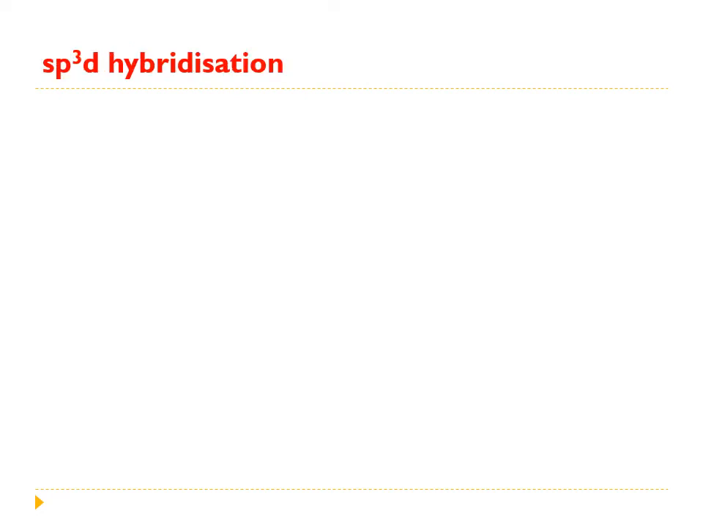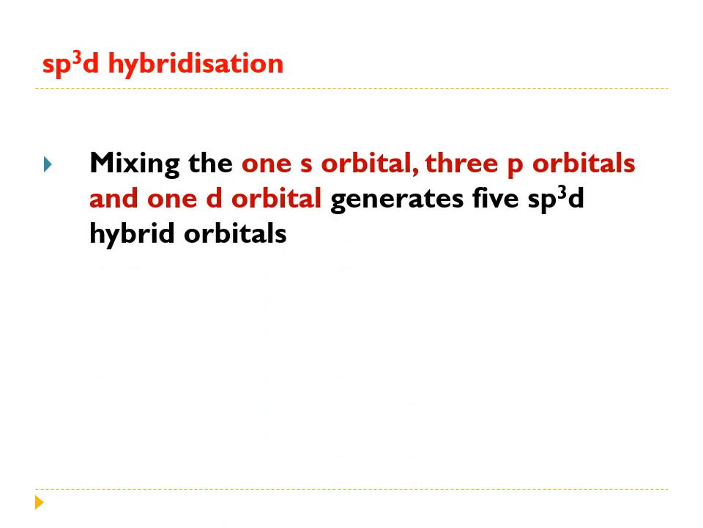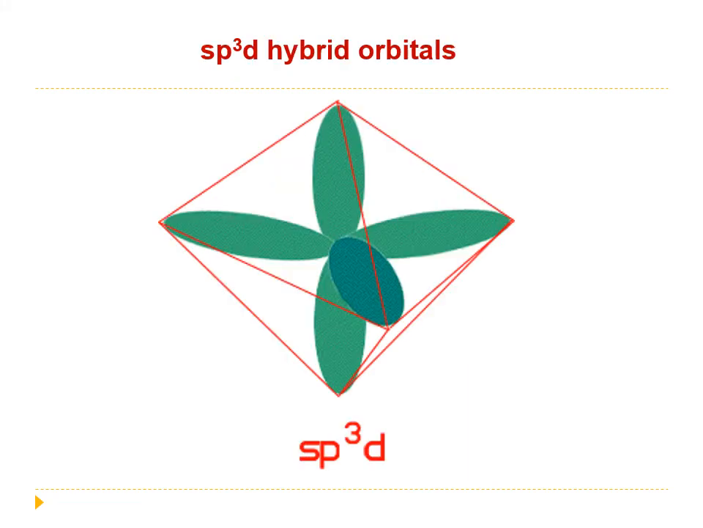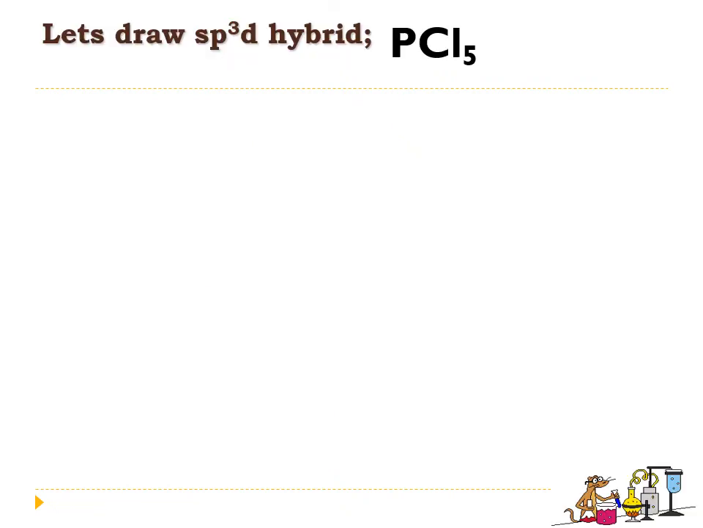So for sp3d hybridization, we are mixing one s orbital, 3 p orbitals, and 1 d orbital. We will generate 5 sp3d hybrid orbitals, and the molecular geometry would be trigonal bipyramidal. This is how the sp3d hybrid orbital looks like. If we are given PCl5, we know that the shape is trigonal bipyramidal.